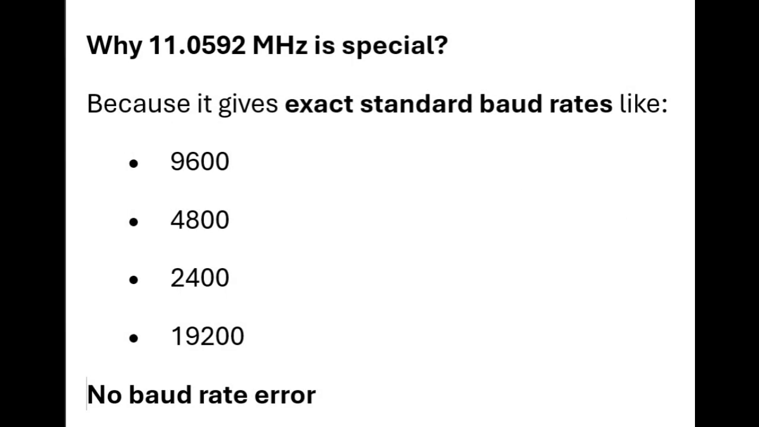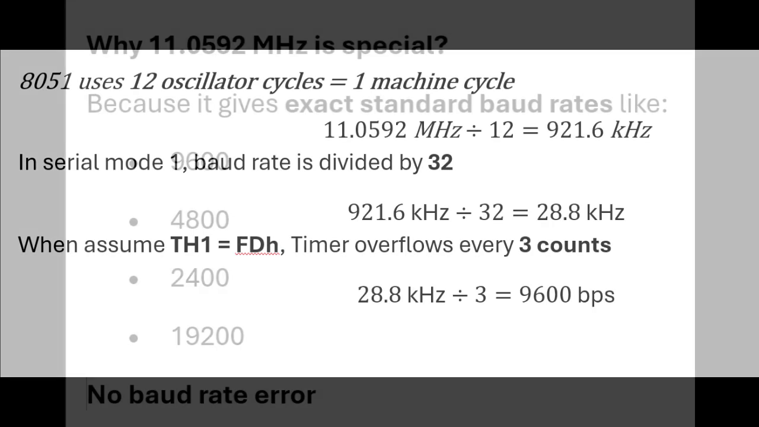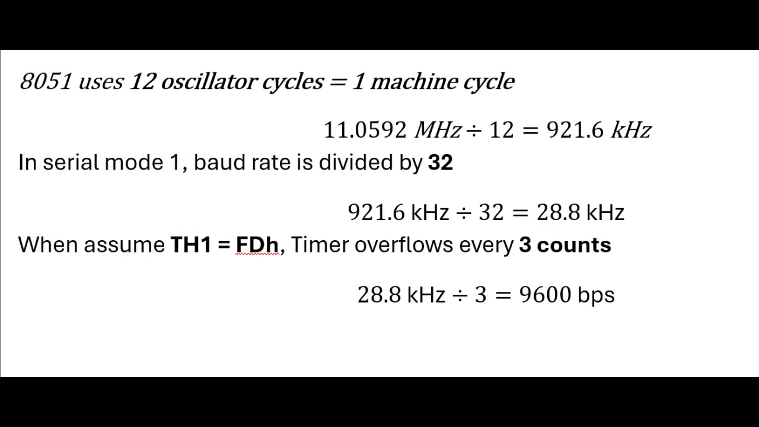Why 11.0592 MHz is preferred? 11.0592 MHz is not random. It is chosen because it divides exactly to standard serial baud rates. This gives zero baud rate error, which is critical for UART communication, RS-232, and data accuracy. Using 12 MHz can introduce timing errors in serial communication.